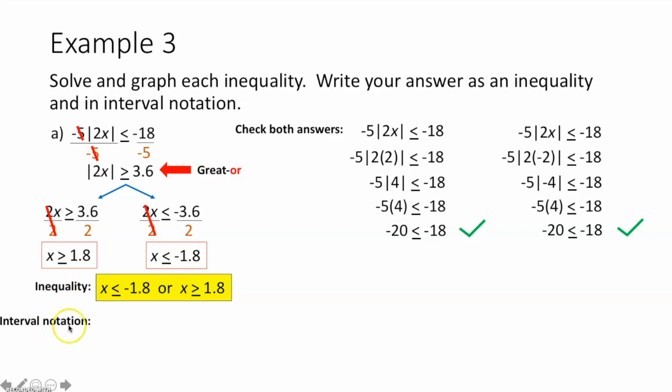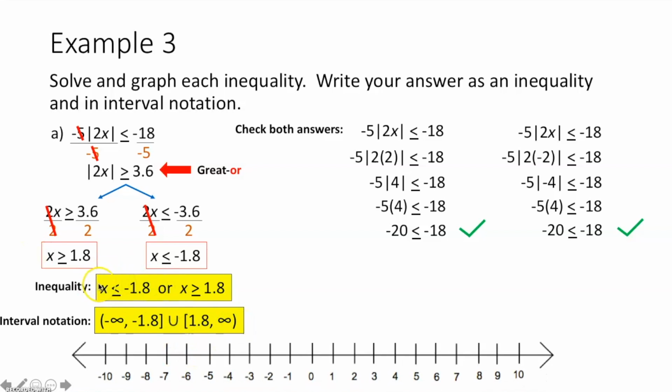Here, if I want to write this in interval notation, x is less than or equal to -1.8, so I want -1.8, -2, -3, -4, all the way to -infinity. So it's going to be parenthesis, -infinity, comma, -1.8, and since there's an equal sign here, there's going to be a bracket for my -1.8. The or means I'm going to put my union symbol, and then on this side, I want everything from 1.8 to 2 to 3 to 4 to 5, all the way to infinity. So it's going to be a bracket, because we have an equal sign, 1.8, comma, infinity, parenthesis.